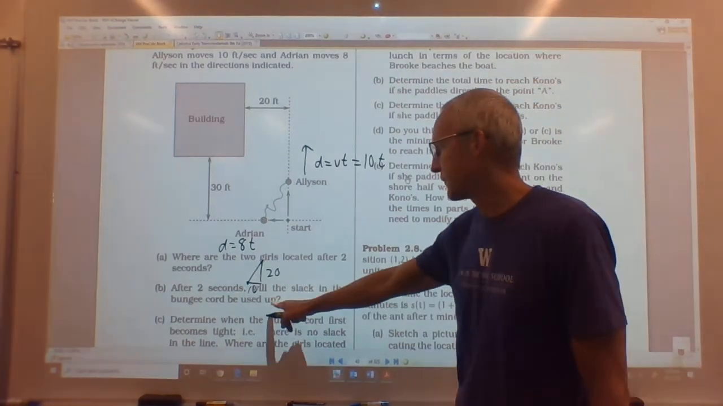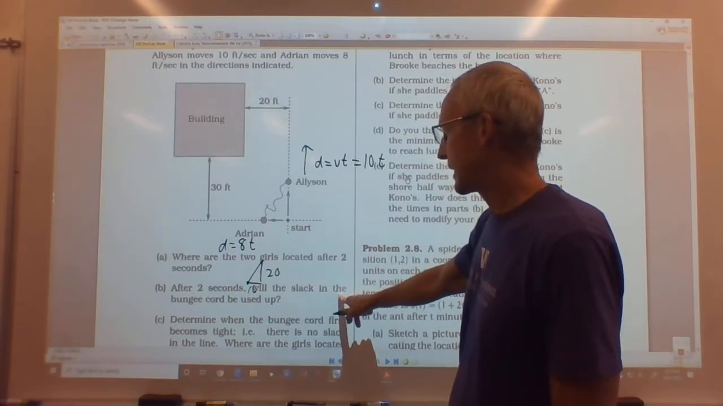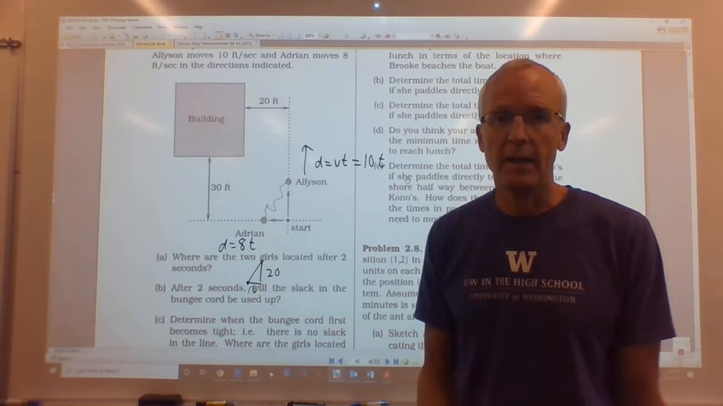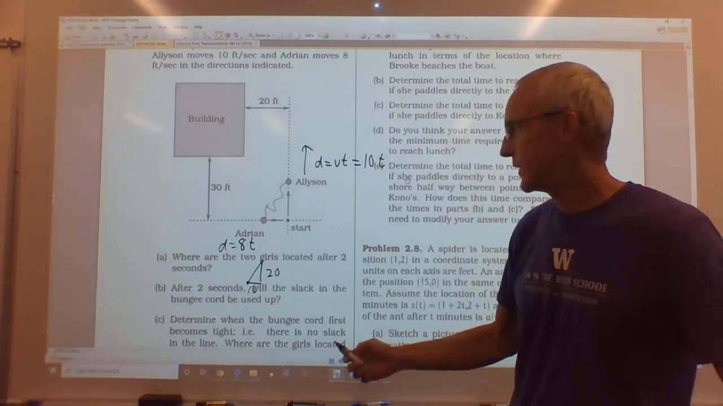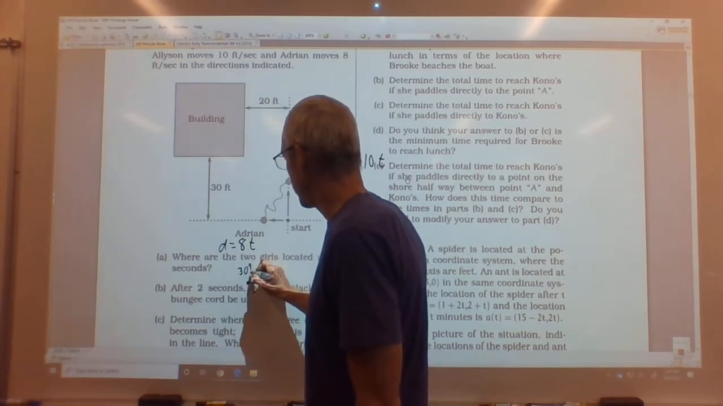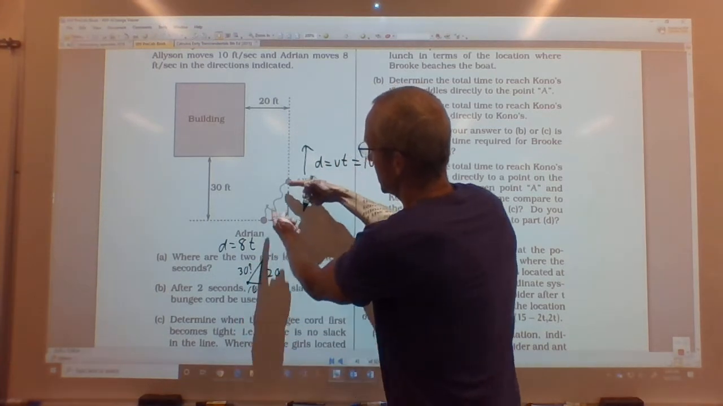Now, we use that for the next one. What will this slack in the bungee cord? When will it be used up? They tell us the bungee cord is 30 feet long. So the bungee cord is 30 feet long. Is this length here 30? Are they 30 feet apart? So the bungee cord is stretching.